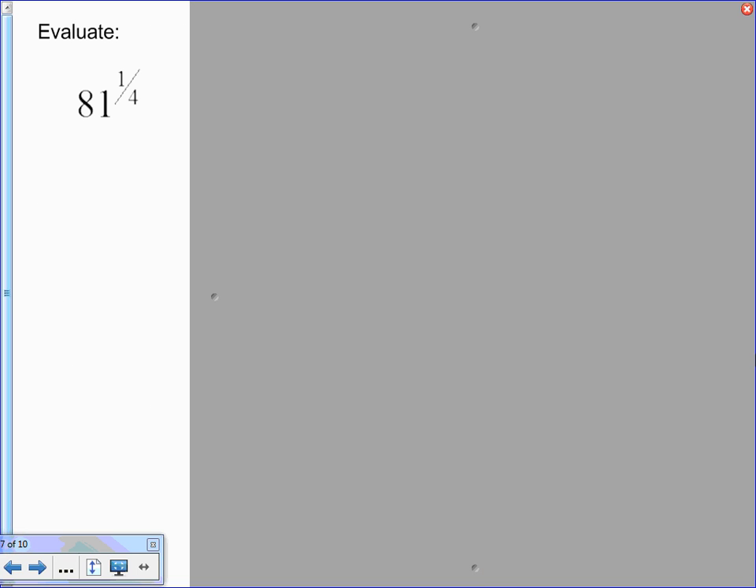Okay, my first example is 81 to the 1/4. To me, 81 to the 1/4 doesn't mean a whole lot. It doesn't mean 81 times 1/4, because if I wanted to multiply 81 by 1/4, I would just write it like that. I wouldn't write it like an exponent. Okay, so an exponent means something different. To give it more meaning, and you're asked to evaluate something, rewrite it as a radical.